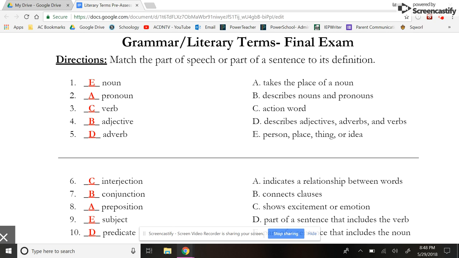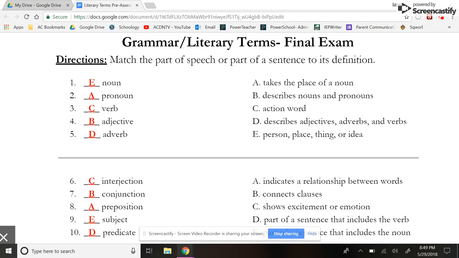This is the Grammar Literary Terms review for your final exam. The directions for this portion of your final exam were to match the part of speech or part of a sentence to its definition. I'm going to explain to you why all of the correct answers are correct.